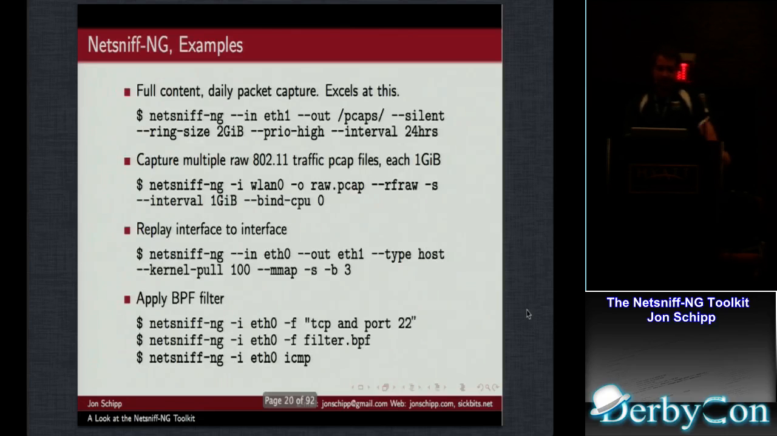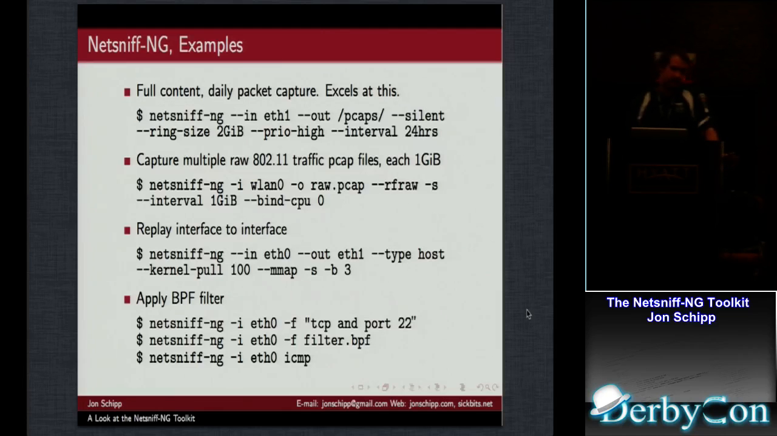Okay, so we've got a few examples here. The first one just shows basic usage, and how if you want to do full content daily capture, it's really easy, so you just have in and out. It's pretty much the things you need to know. It's pretty intuitive. So in on this interface, out to this directory, in that case, it's just out to pcaps. And we use silent because we don't want to print the packets to the screen, because that will cause a number of interrupts because it's got to print to your terminal. And then we allocate a ring buffer size of 2 gigabytes.